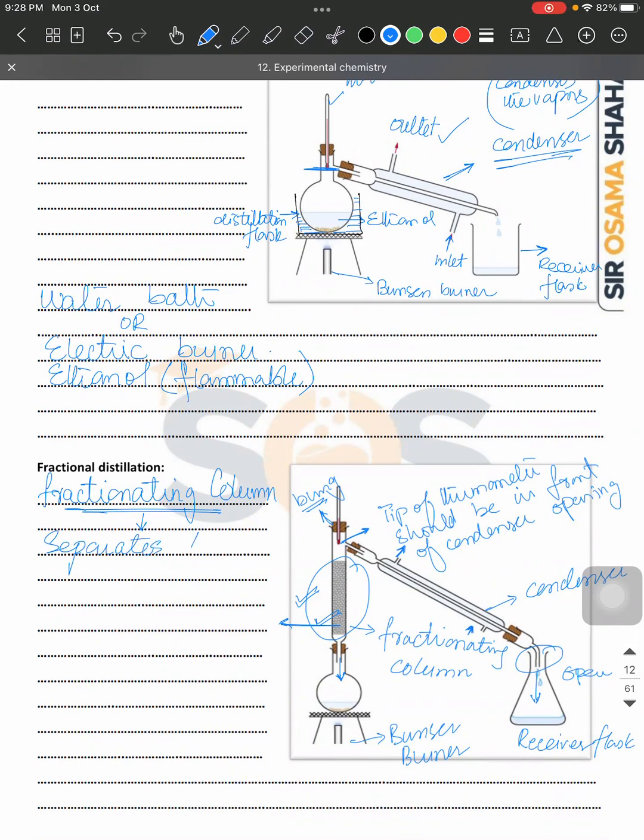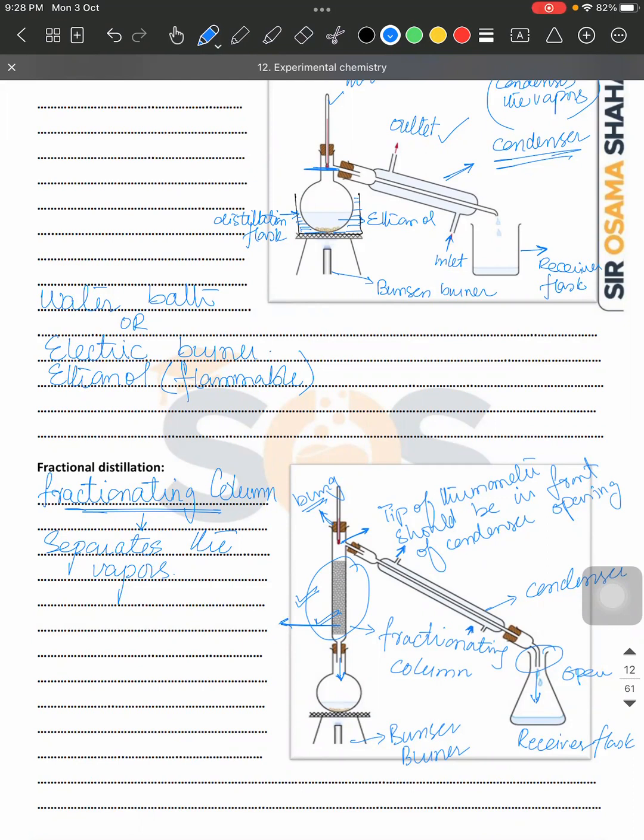It separates the vapors. For example, if you are heating a mixture of two miscible liquids, they can definitely have boiling points near to each other. When the vapors evaporate, the column is separating the vapors of the two liquids. This is actually separation of two different vapors, right? So the fractionating column is used to separate the vapors, or you can say it just passes the vapors that are completely gaseous.